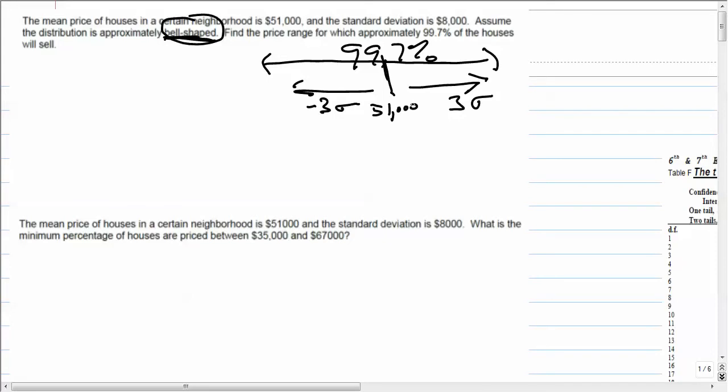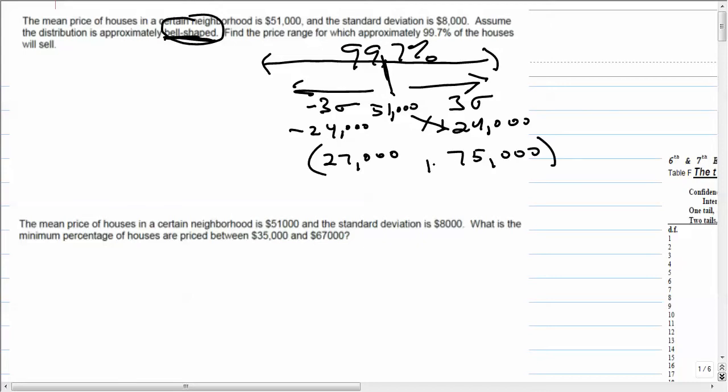So all we have to do is take sigma, multiply it by 3, and you get 24,000. Over here, minus 24,000, right? From the mean. So if you add 24,000 to the mean, you're going to get 75,000. If you subtract 24,000 from the mean, you're going to get 27,000. So this is an interval that contains 99.7% of the data.